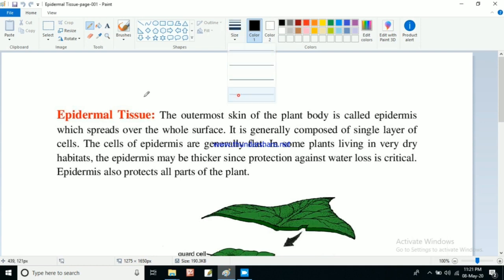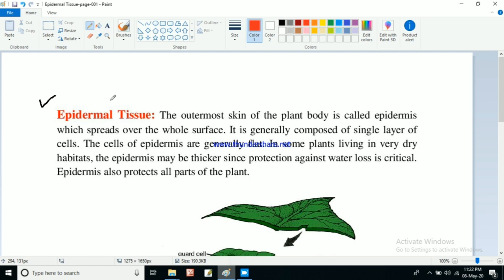Today in this video we'll be discussing the epidermal tissue. One point was left in the previous videos. I already explained the meristematic tissues, permanent tissues, simple permanent and complex permanent tissues, and I was about to start the animal tissues. Then I saw one topic is left, that is epidermal tissue. It is a very short and important topic.